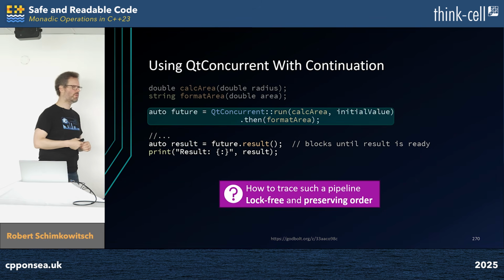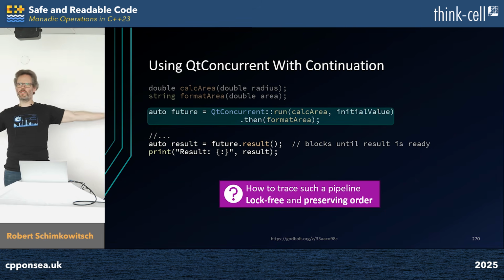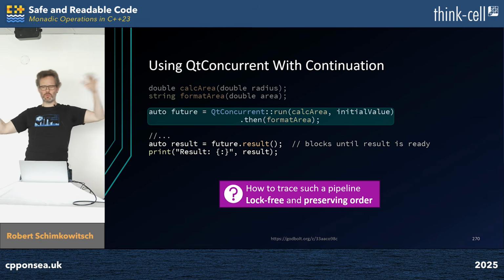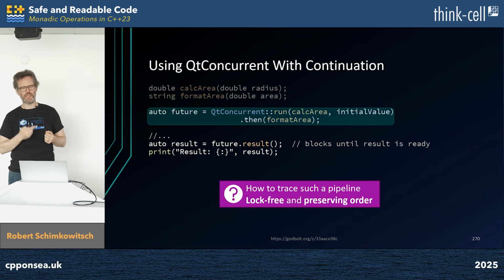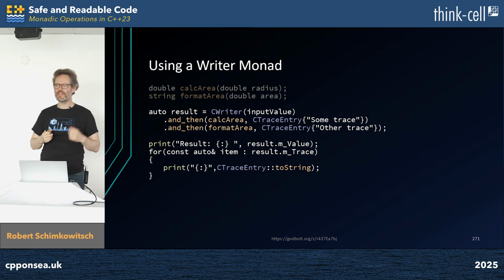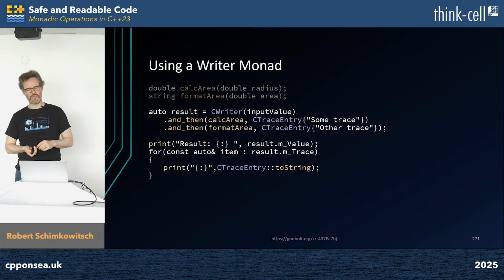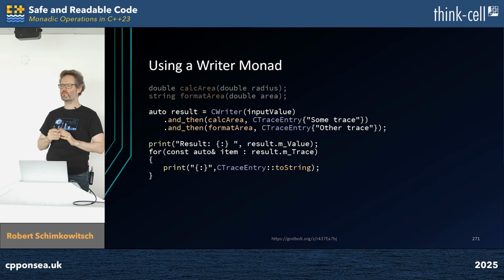But what if I want to do tracing and maybe I have multiple of these pipelines running in parallel and I don't want to mix them, but I also don't want to use a global mutex for that? How could I do that? Well, let's look at the second monad, the writer monad. It makes tracing part of the call chain.